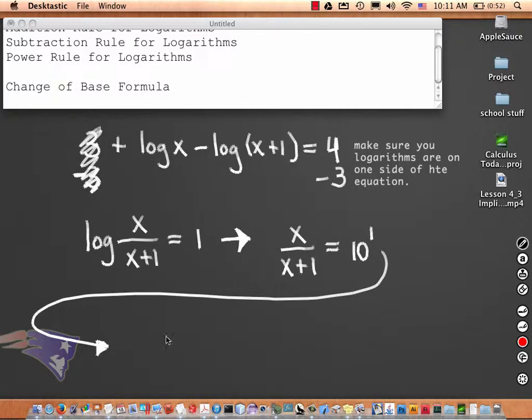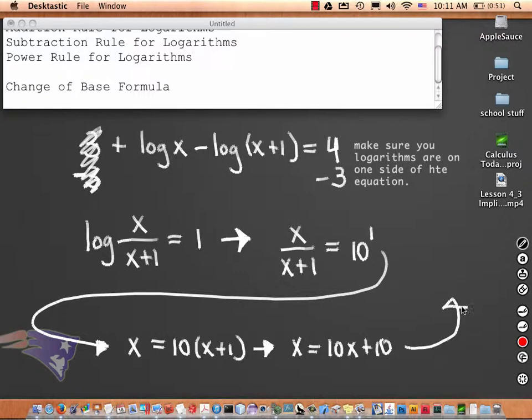Now I multiply x plus 1 up. So this is x equals 10x plus 1. Distribute. x equals 10x plus 10. I would end up subtracting 10x to the other side, and that would give me negative 9x. And then I would divide by negative 9. So it would equal 10 over negative 9, or negative 10 over 9.